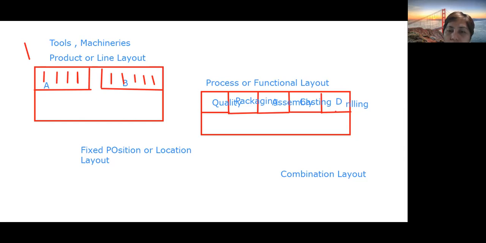Okay, so fixed position. Let's now have the fixed position. In this type of layout, the major product being produced is fixed at one location. So equipment, labor, and components are moved to that location. All facilities are brought and arranged around one work center. This type of layout is not relevant for small scale entrepreneurs.